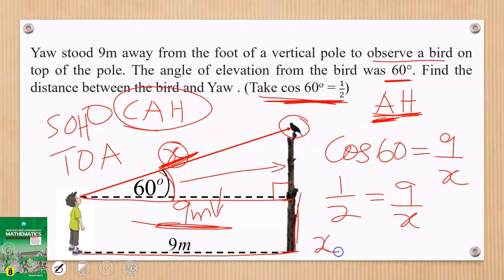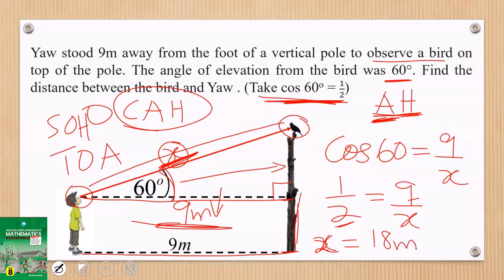We can have x times 2 times 9, which is 18. And so our x is 18. That means the distance from Yao to the bed is 18 meters.